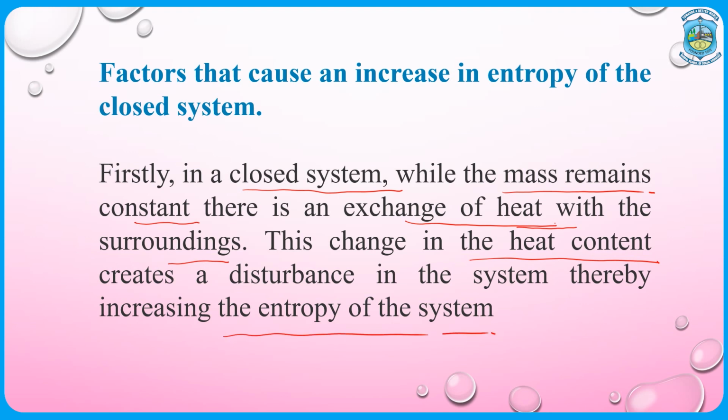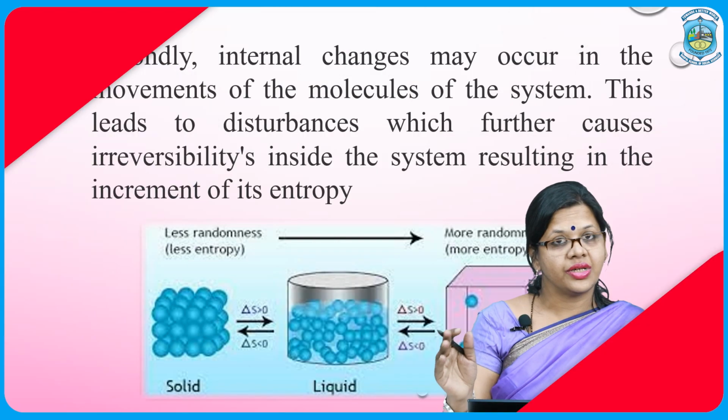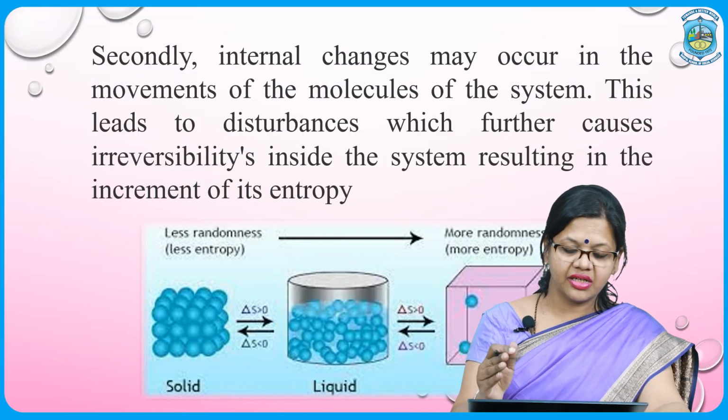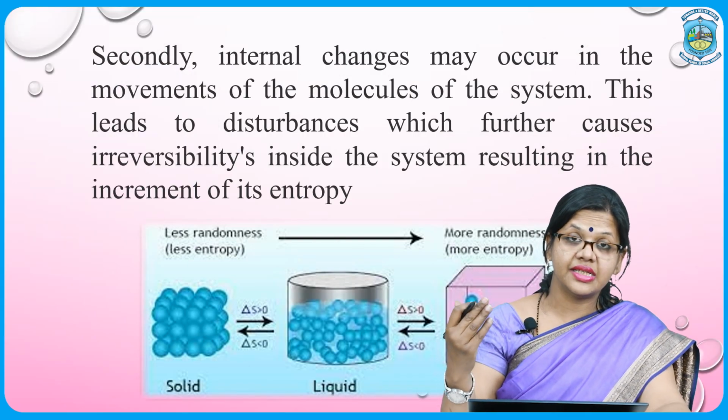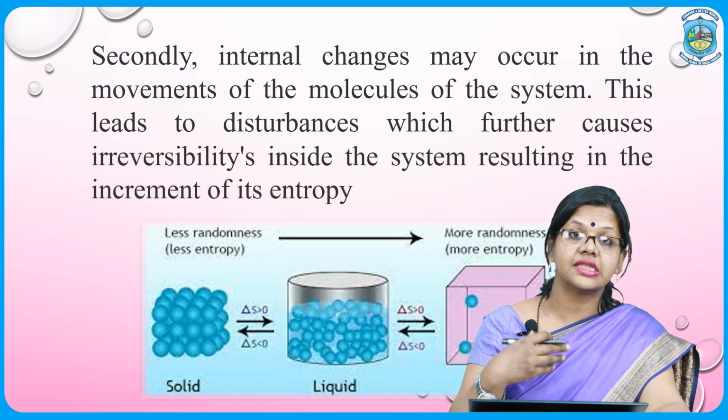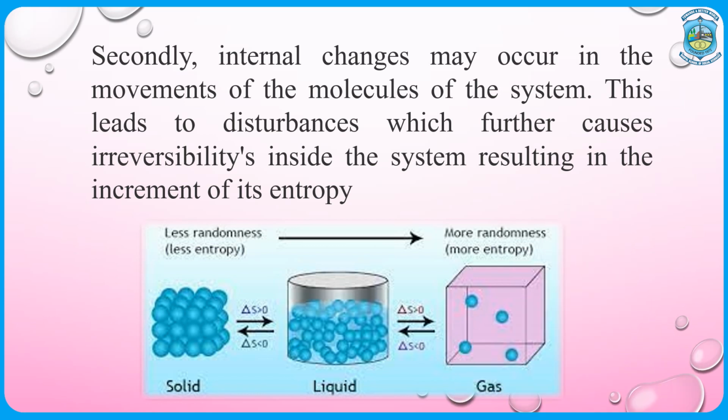So, the first factor which increases the entropy of the system is the exchange of heat with the surrounding. And what is the second factor? The second factor that causes increase in entropy is the change of the state of the system. For example, when a solid melts into liquid and which further changes into gas, the distance between the atoms or the molecules will increase, thus increasing randomness or entropy of the system.